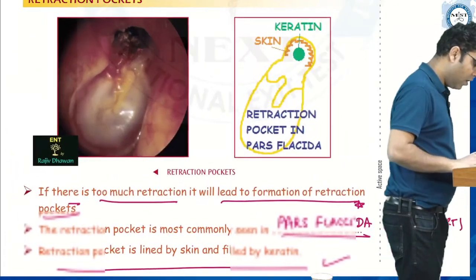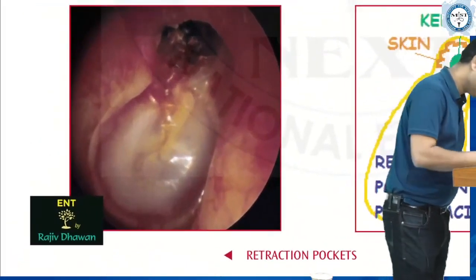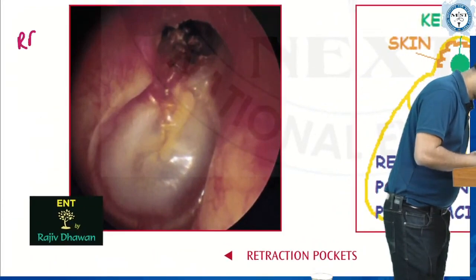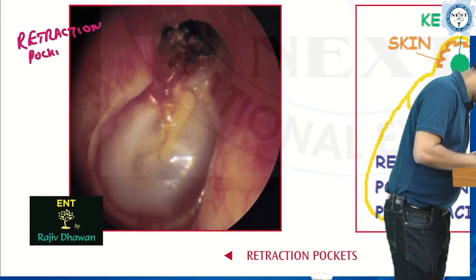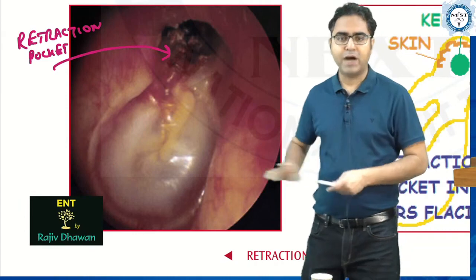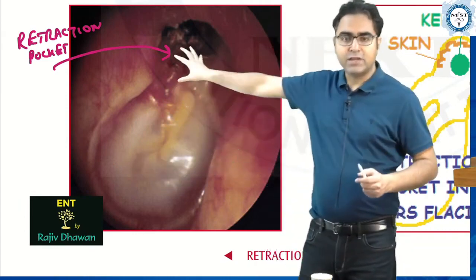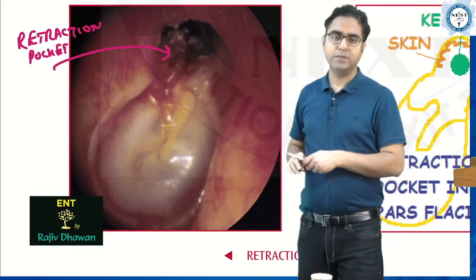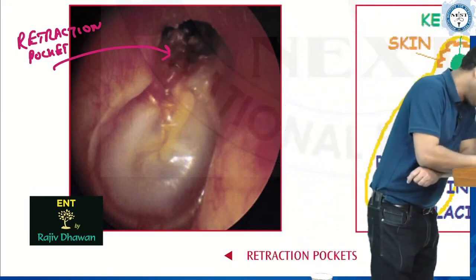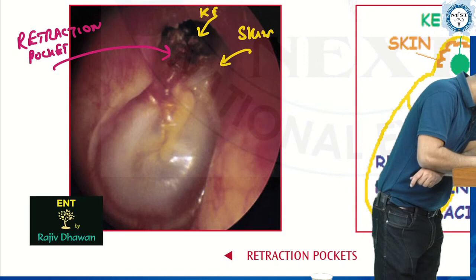This is clear. All of you, please label it. This is the retraction pocket. This one. Retraction pocket. This is pars tensa, which is okay. Pars flaccida has a pit, and this pit is called a retraction pocket. It is lined by skin. This is skin. This is keratin.